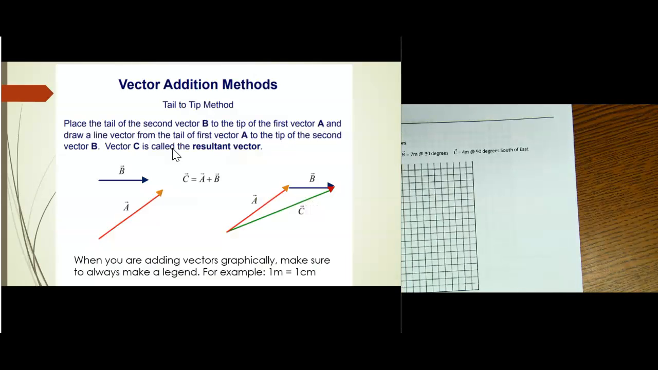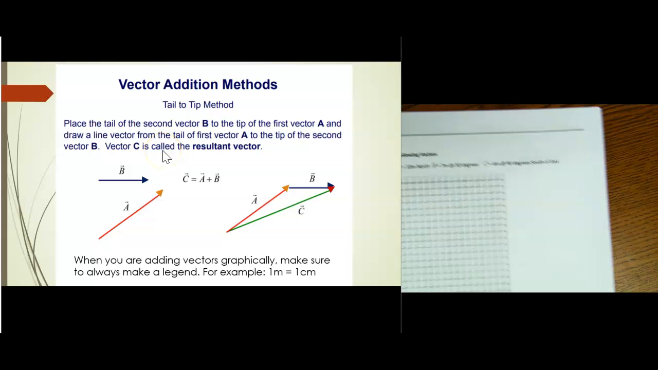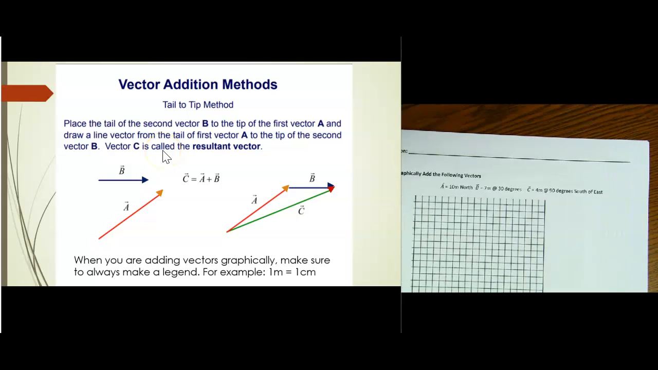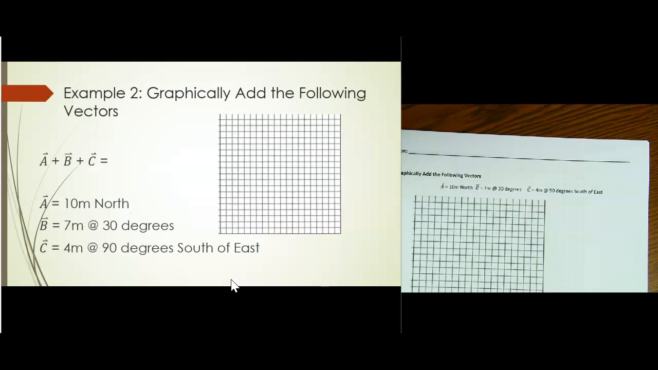Next, we're going to graphically add vectors. Okay. So what this means is place the tail of the second vector to the tip of the first vector. So when you add A plus B, the tail of the second vector to the tip of the first vector. You can see that right there. Okay. Here we go. So we're going to add these 3 together.